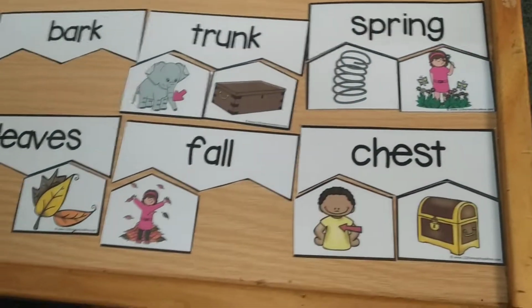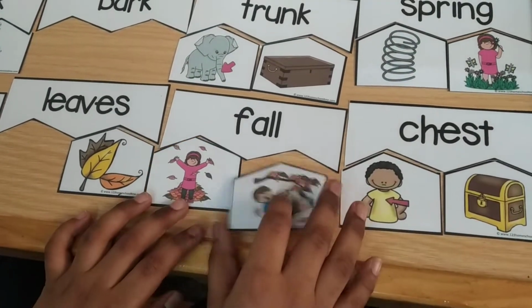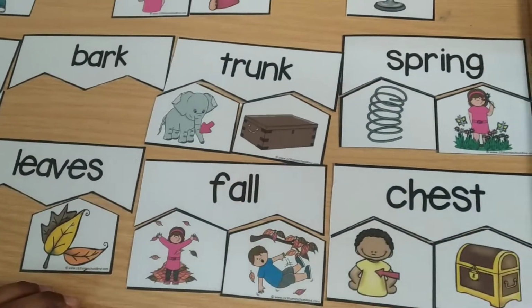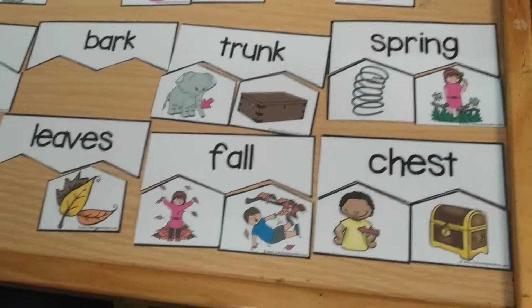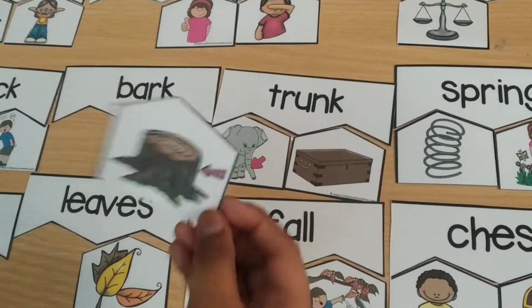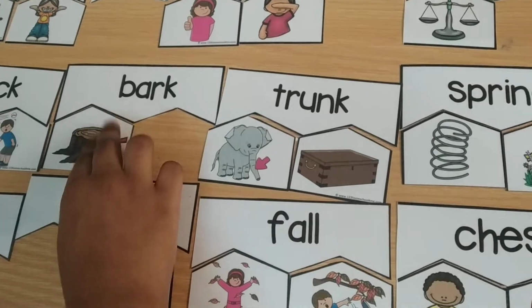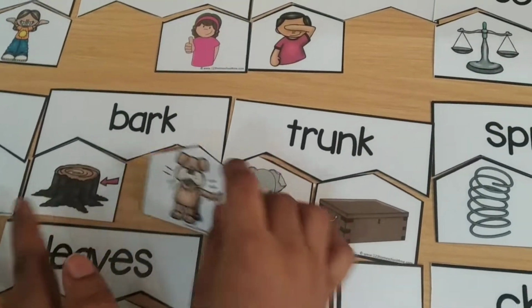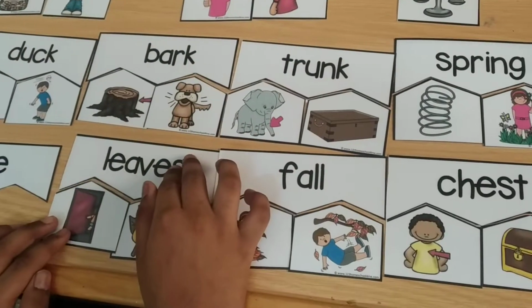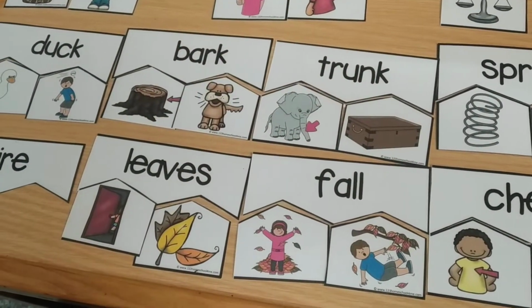Fall. What's that fall? Falling. Yes, he fell down. That's one fall. Bark. What's bark? Oh, sorry. Dog. A dog barks, and the outer layer of the tree, which peels, is called bark. Leave. He leaves the door. He is leaving for school.